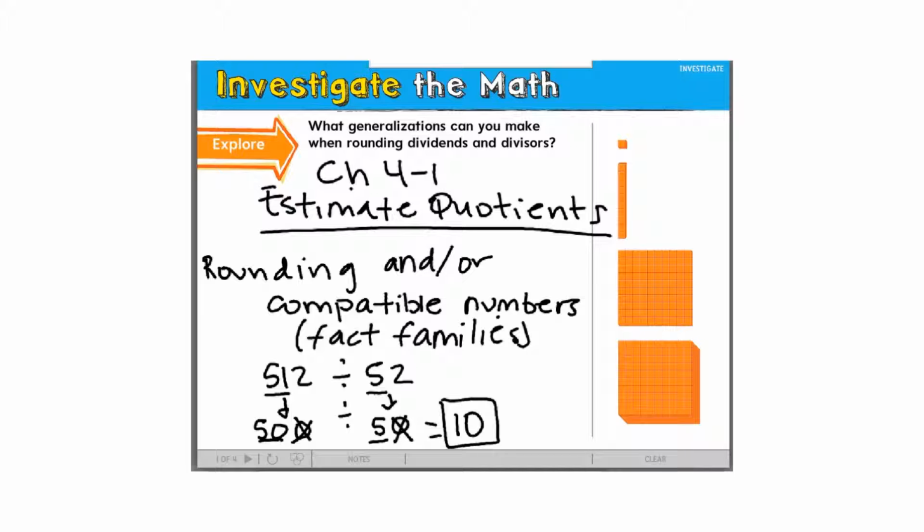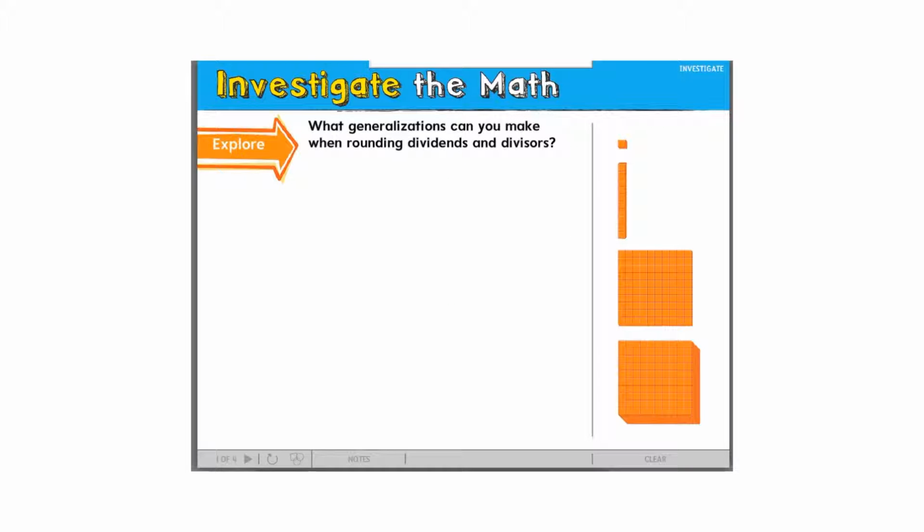Let's try another example. What if I have 237 divided by 83? And remember, I'm estimating.